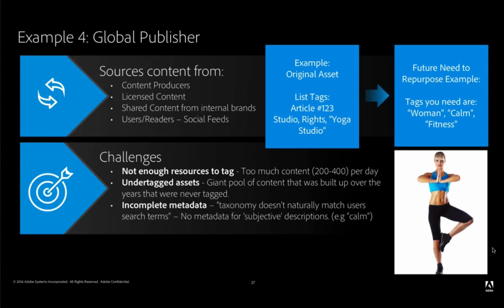One thing that's very similar to the hotel use case is, again, getting a lot of new content per day, so 200 to 400 assets coming in. But I think one of the key points here is that the purpose of an asset may change over time. So, for example, the original asset may be tagged for a specific article, and they were talking about a yoga studio, and they likely had a common piece of artwork, which is very generic, talking really more about the yoga experience.